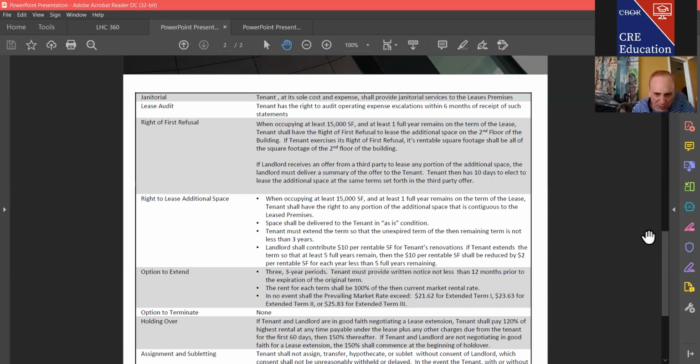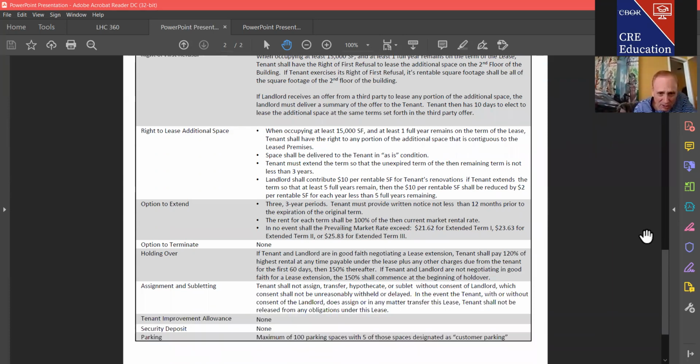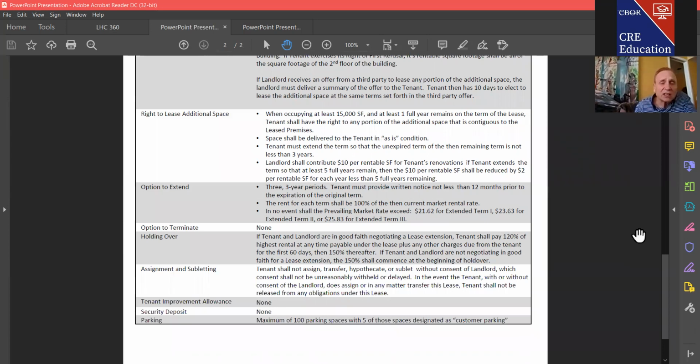Now, we've got holding over. Holding over means that they're going to move, but the space isn't ready to go to. They got to stay. Okay. So let me just read it here. Tenants should pay 120%, the highest rental anytime, means the highest rental in the area.